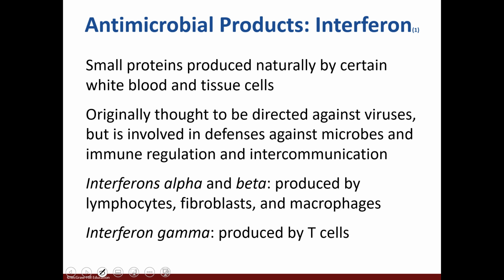Interferons are proteins produced by some white blood cells and tissue cells. They were once shown to only protect against viruses, but are involved in defenses that target microbes, as well as regulation of the immune system. Alpha and beta interferons are released by lymphocytes, fibroblasts, and macrophages, while gamma is released by T cells.